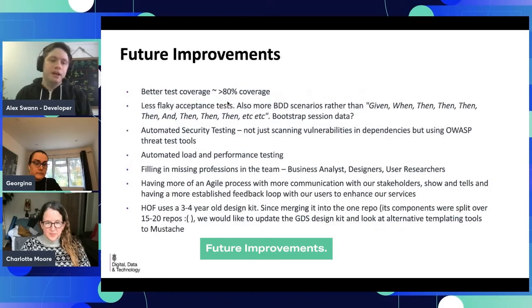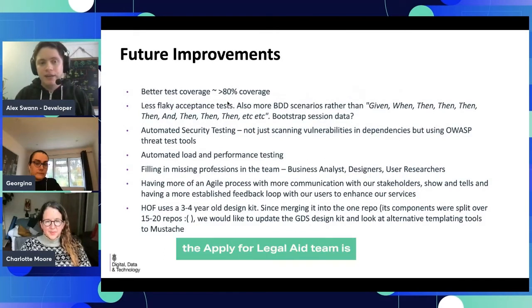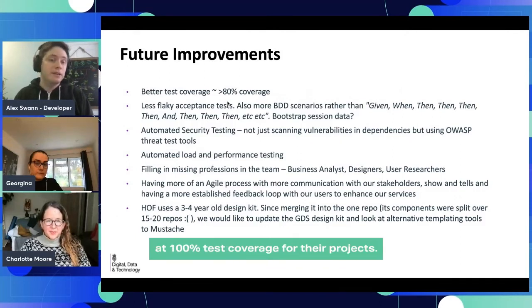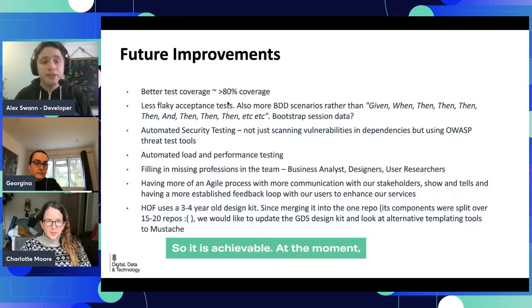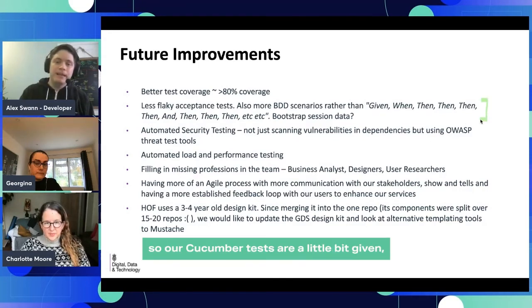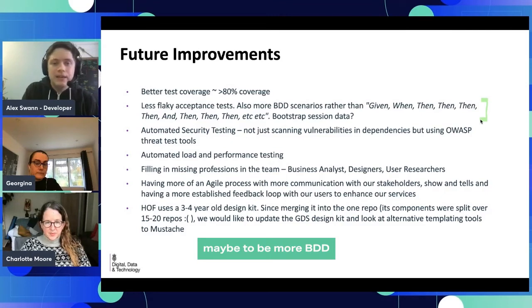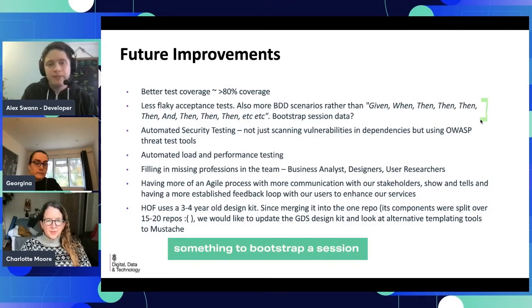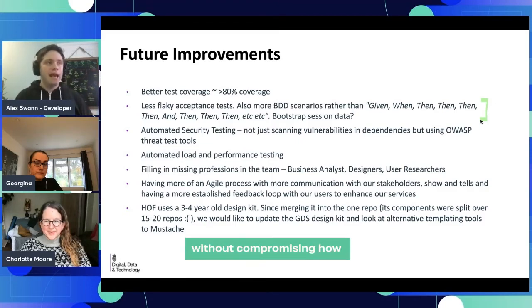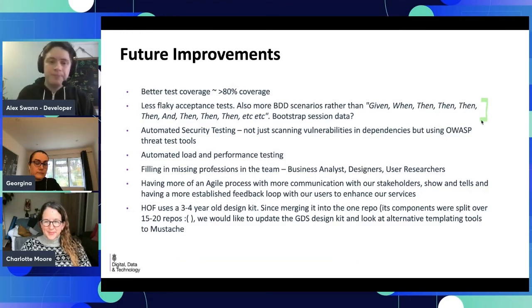Future improvements. We have test coverage at 80%. It could be better. I think on Apply for Legal Aid, they had 100% test coverage for their project, so it is achievable. At the moment, our Cucumber tests are a little bit given-when-then, and we'd like them maybe to be more BDD, behavior-driven development. We'd need to probably set up something to bootstrap a session so you can jump to different points in the form without compromising how it manages state of the user as they move through it.